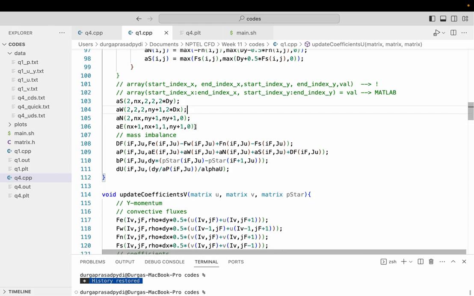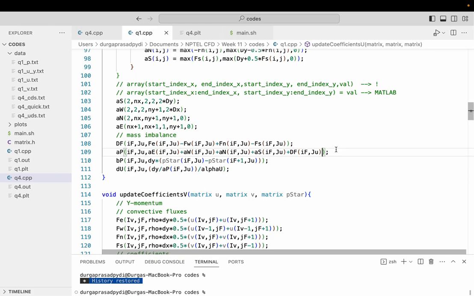Yeah, your mass imbalance term is again straightforward, east minus west, north and south. So now AP is A east plus A west plus A north plus A south, and then you also have to add these terms. So this should automatically take care of your boundaries as well. Now I have updated the boundaries also. Your AP will be updated with boundaries.